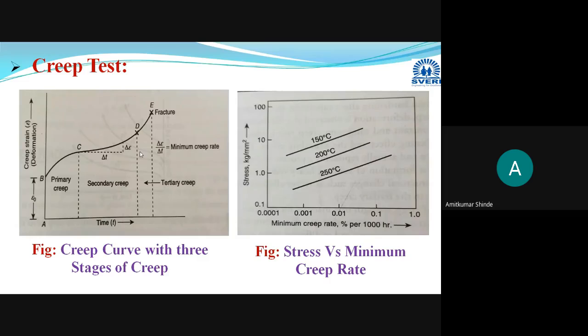Now, the next point you have to explain is why the rate of deformation decreases in the BC and CD regions, and why in the DE region the rate of deformation increases suddenly. And one more term you have to explain is the meaning of this minimum creep rate. First, I will explain why the deformation rate is lower in these different stages.